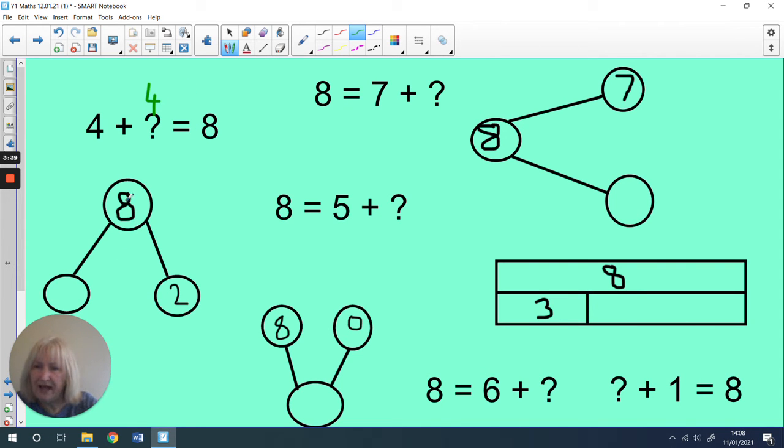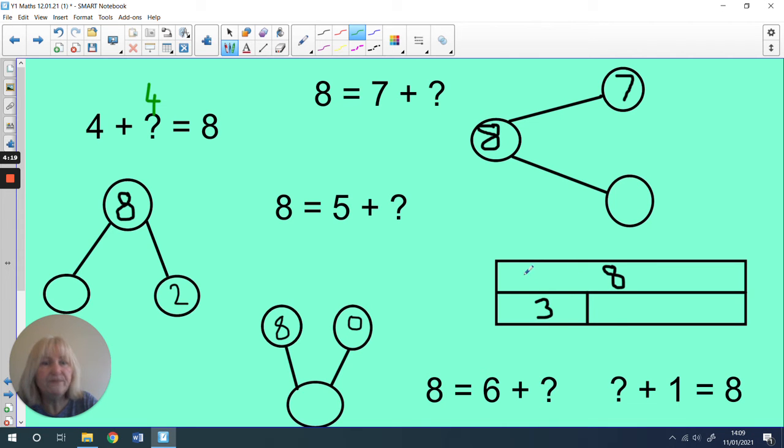What about this one? 8 here, 2. What do you think goes there? So it's something that goes with 2 to make 8. This one, 8 is the whole, and that's the same as 5 on one side and how many on the other to make 8? 8 is the same as 7 add something. And here's a cherry diagram. Cherry diagrams aren't always this way up, sometimes they're on their side. So here's the whole amount and here's the 2 parts, but what's the missing part here?